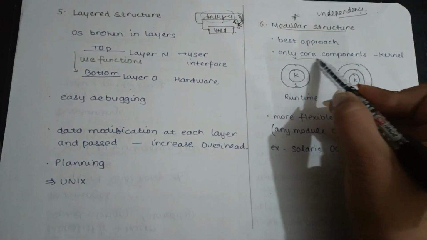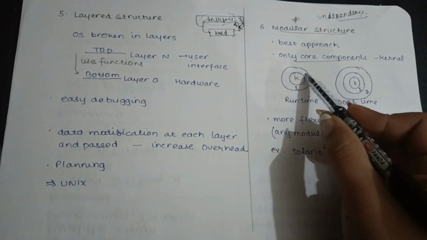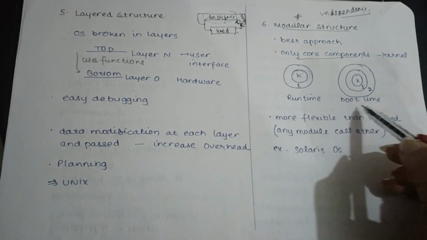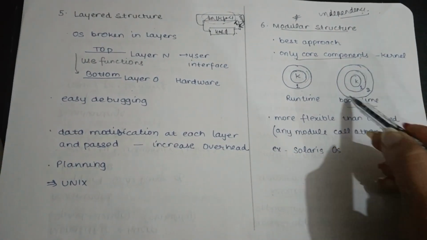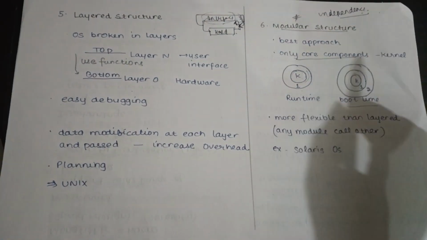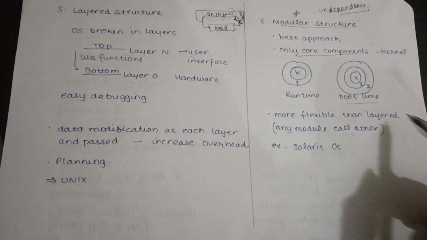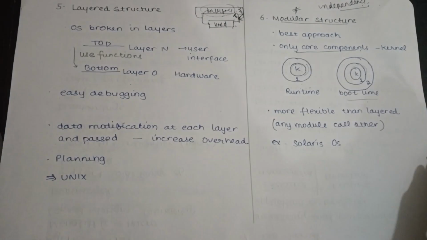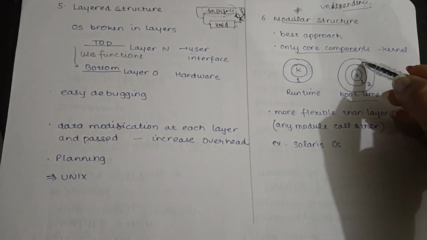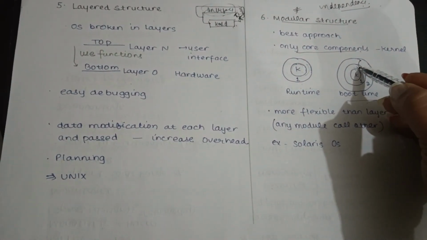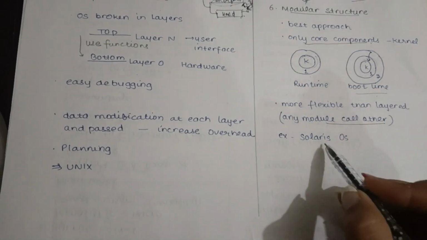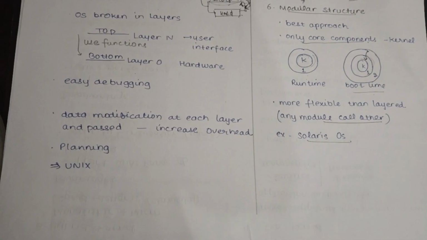So we are only having the core components initially, which is the kernel. For example, at the runtime we have the kernel. At the booting time we are assigning different layers. We are having the modular structure, we are adding more components. So it is more flexible than layered, because any module can call another module. It doesn't matter that it is only dependent on the lower module or lower layer. It can call any other module, and it is used in the Solaris operating system.